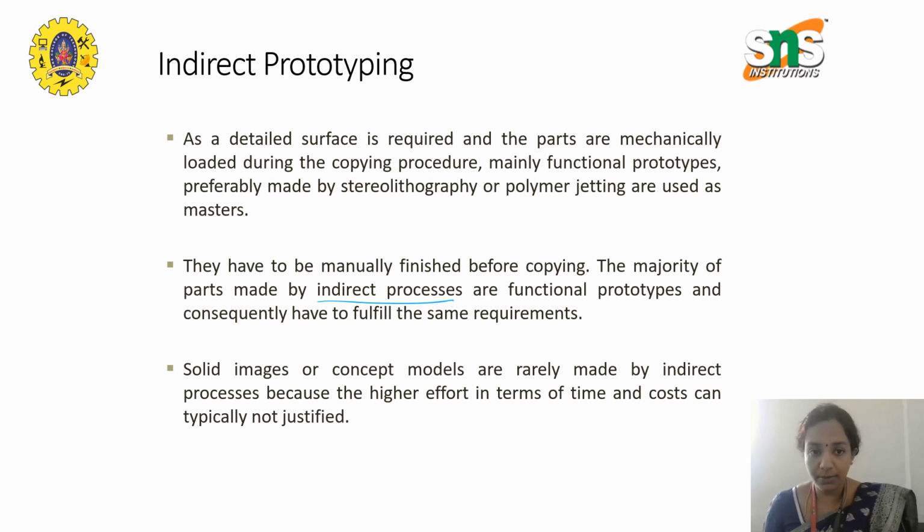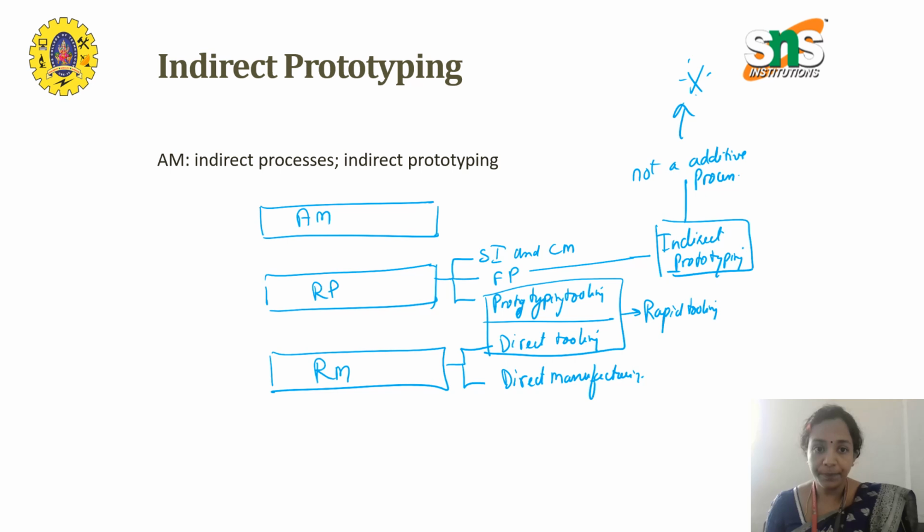As a detailed surface is required and the parts are mechanically loaded during the copying procedure, mainly functional prototypes, preferably made by stereolithography or polymer jetting, are used as masters. They have to be manually finished before copying. The majority of parts made by indirect processes are functional prototypes and consequently have to fulfill the same requirements. Solid images or concept models are rarely made by indirect processes because the higher effort in terms of time and cost can typically not be justified.